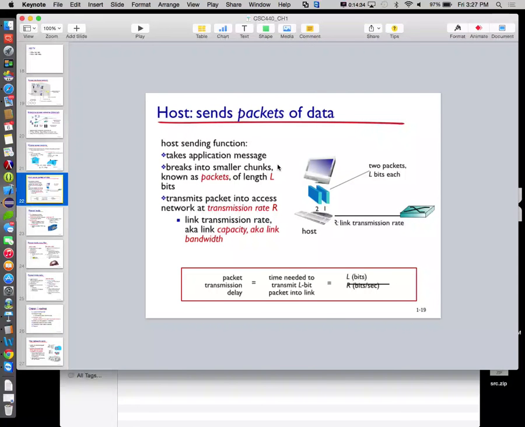So each packet has a length associated with it, and we'll come back to that here in a second. We're going to transmit the packets onto the network, put it onto the mail network, whatever, at a certain speed, however fast the mail truck goes.